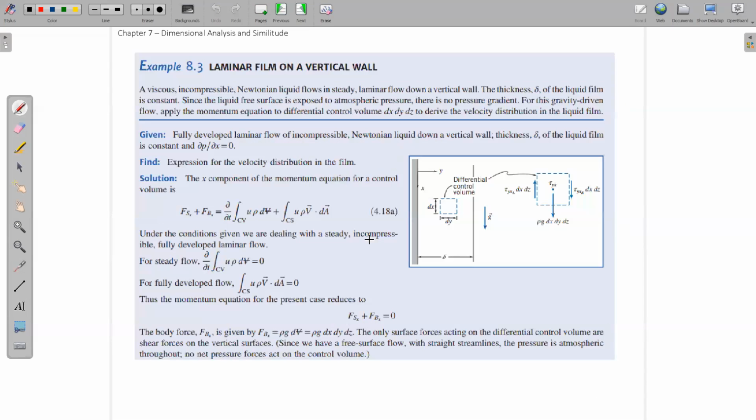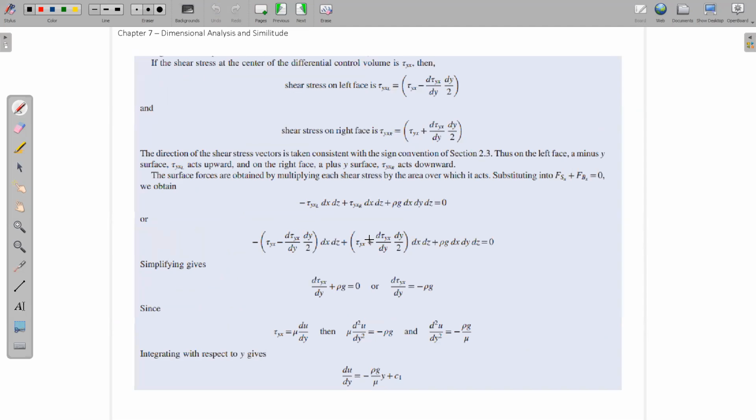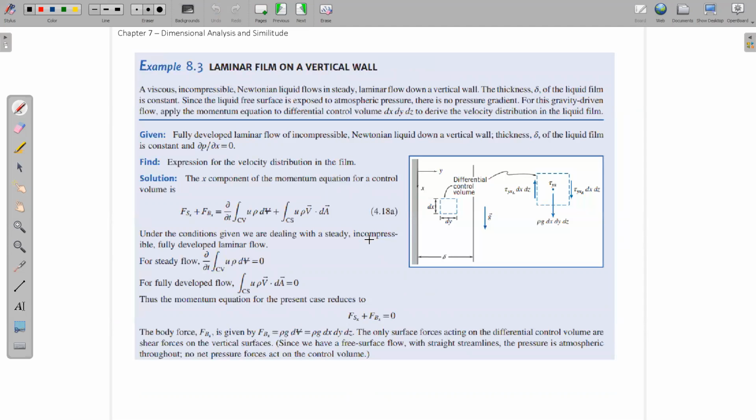We have one more example problem from the textbook. This example problem uses the same momentum analysis of the control volume for our problem, to develop the velocity profile. Okay. So for this one, I will not go through it, and please, you need to read it yourself when you got time.